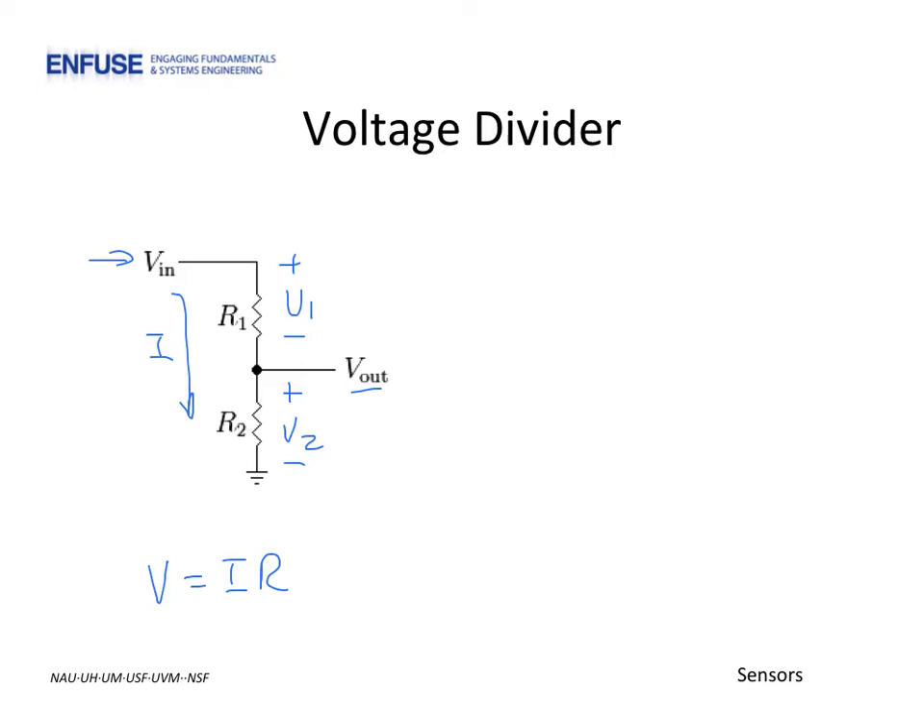So specifically, V out is Vin times R2 over R1 plus R2. We'll later show that the voltage divider is an effective circuit to leverage to take a resistance change in a sensor and produce a change in an output voltage.